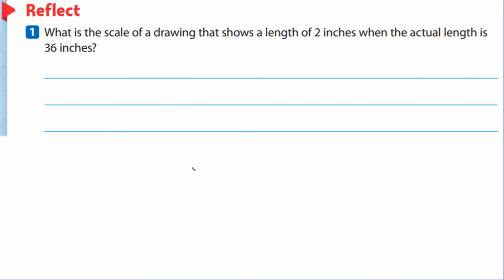Let's reflect on what we just learned. What is the scale of a drawing that shows a length of 2 inches when the actual length is 36 inches? I want you to pause this video and then unpause, and you'll get the answer, so you can check your answer.